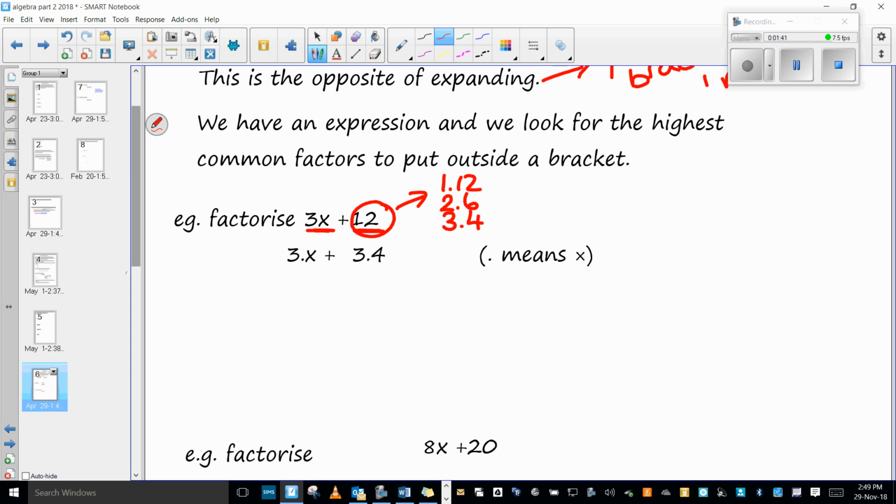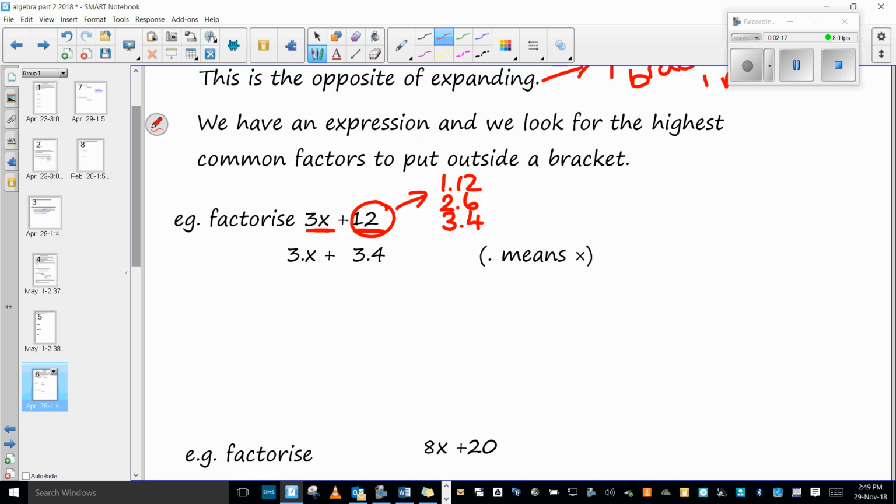Why do you think I've chosen 3 and 4 as opposed to 2 and 6 and 1 and 12? Why do you think when I looked at this expression did I choose 3 and 4? Well, maybe because we're looking for common things. There's a 3 right there. Yes, good. So do you see that?